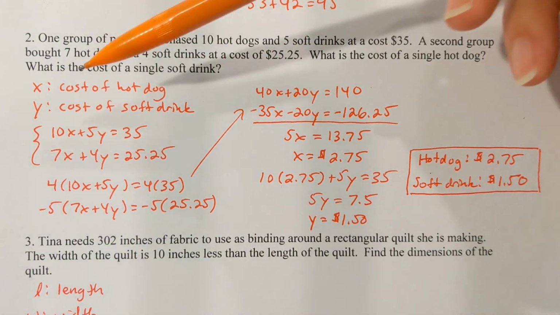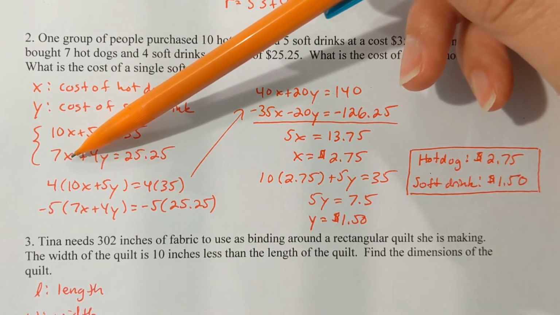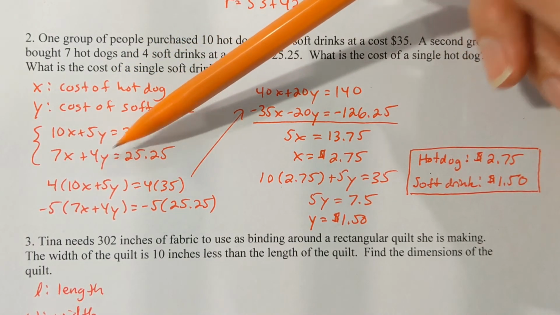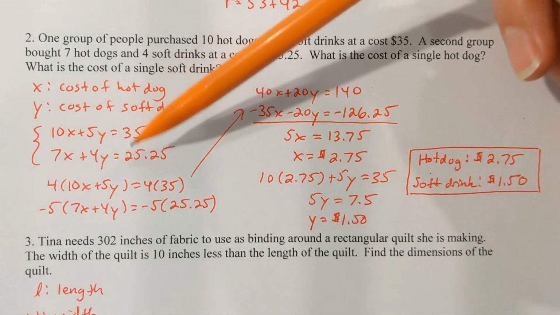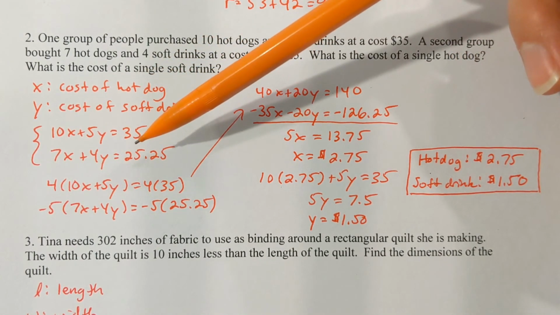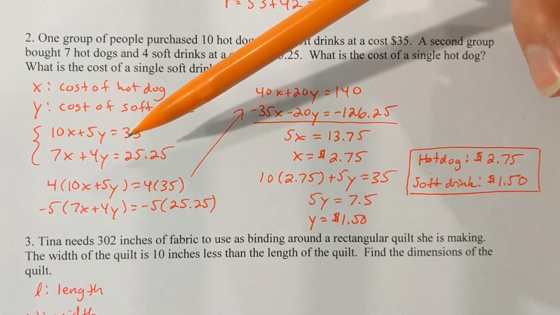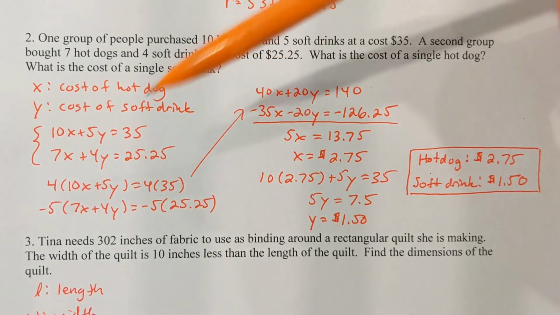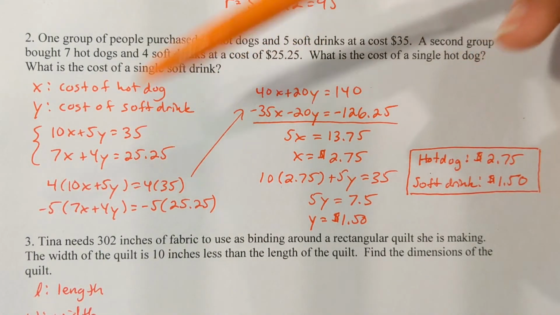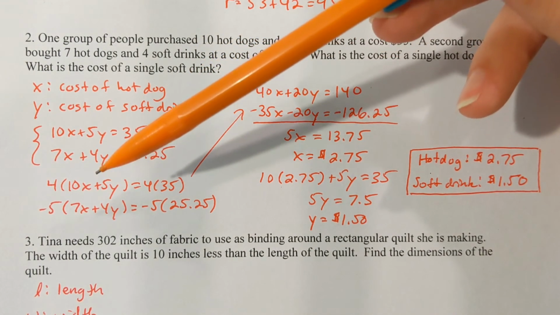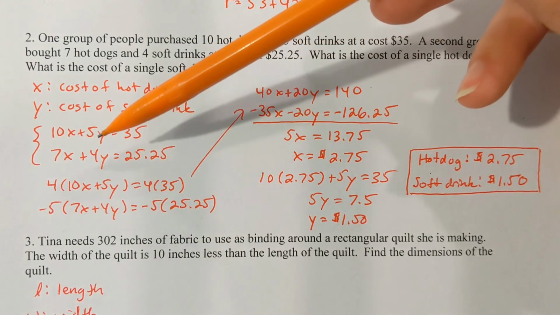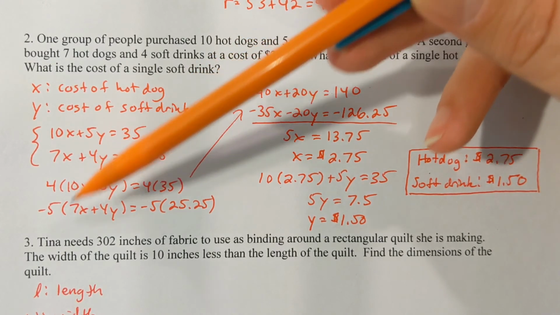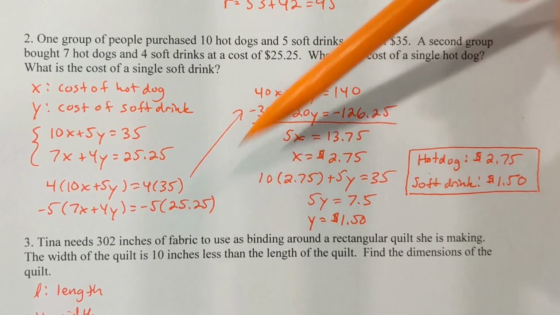A second group bought 7 hot dogs at a cost of X dollars per hot dog, and then 4 soft drinks at a cost of Y dollars per soft drink, and they paid $25.25. So these would be my two equations representing the situation here, and both these are cost equations, and I would then solve the system. Okay, and it looks like I'm using the elimination method here on this one. I'm going to eliminate Y, and to do that I'm going to multiply the top equation by 4 and the bottom equation by -5 in order to eliminate Y.